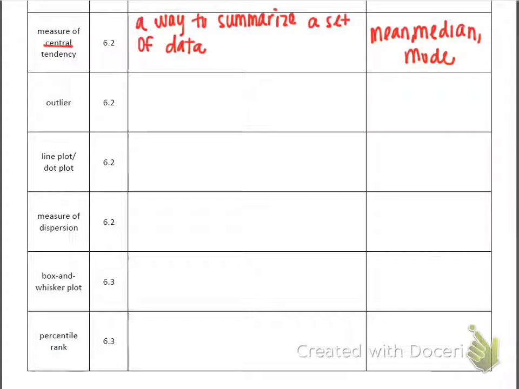Jonah, question? I was going to ask, is range? Range is not a measure of central tendency. Range is a measure of dispersion, which we'll talk about in just a second.